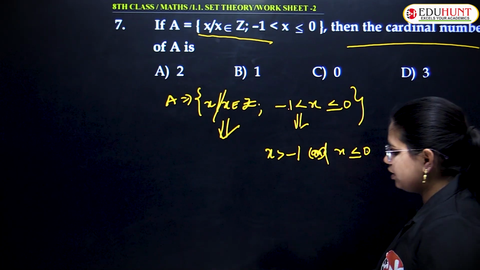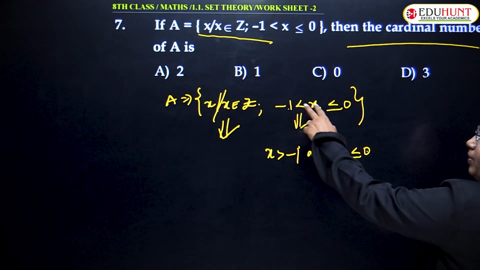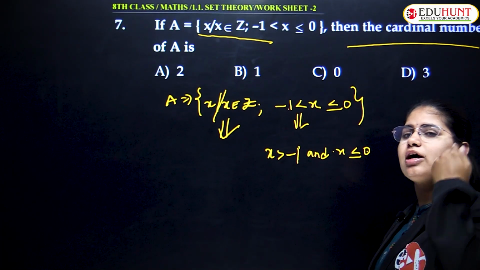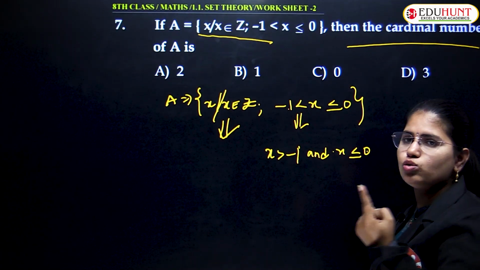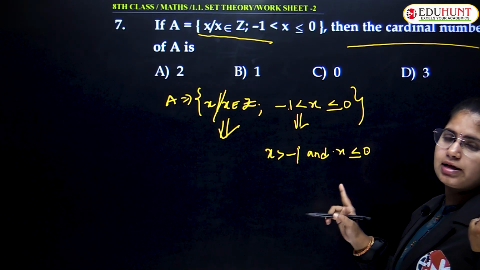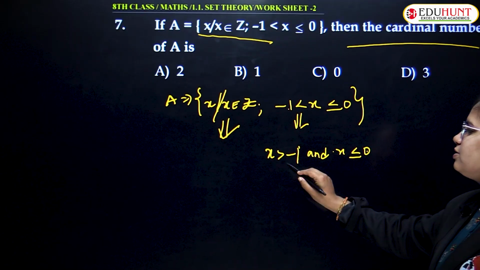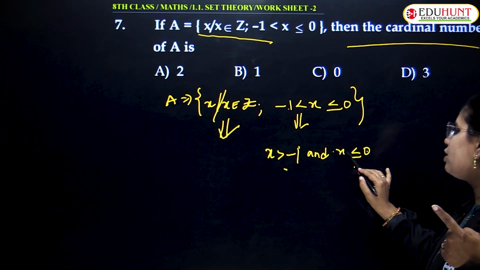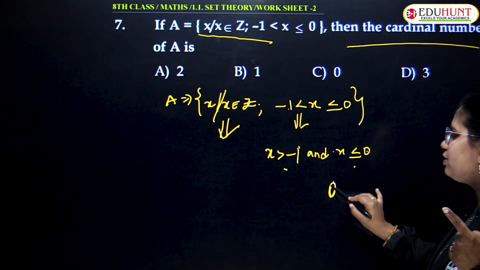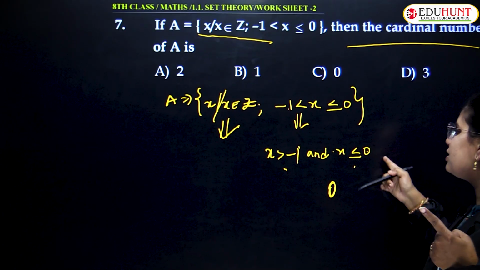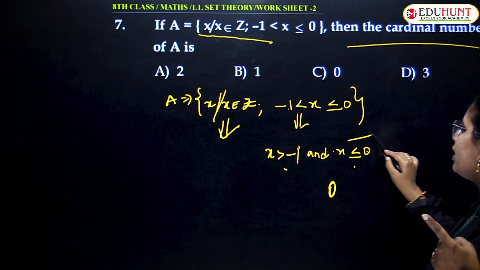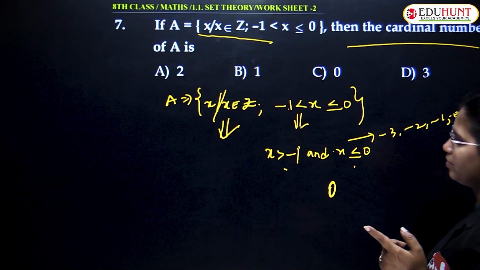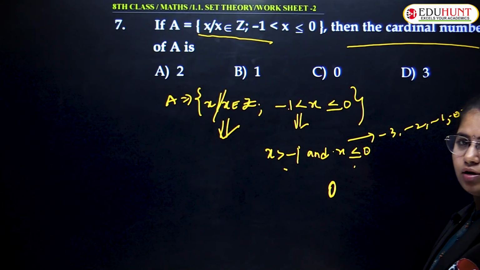So what I am telling you is, just a minute. See, -1 is less than x means x is greater than -1. What numbers are greater than -1? 0, 1, 2, 3 and so on. And x greater than -1 includes 0. The other condition is x less than or equal to 0. 0 will be there in both the sets. x less than 0 means you will have -1, -2, -3 and so on, many numbers, but I am not taking all these numbers. It should be a combination of both the sets.